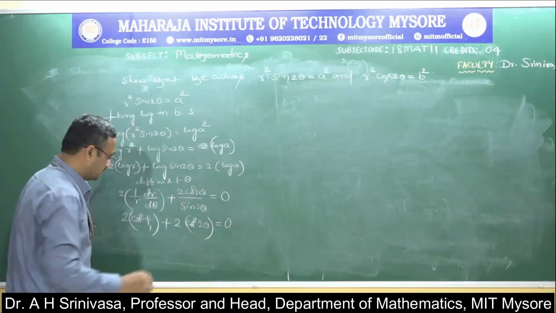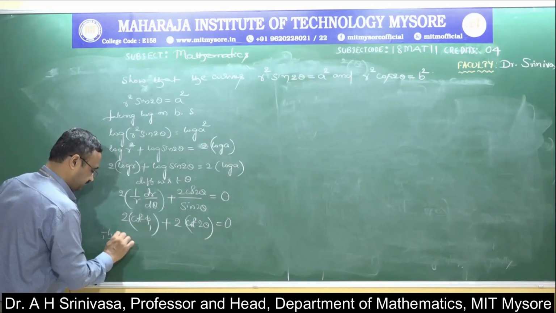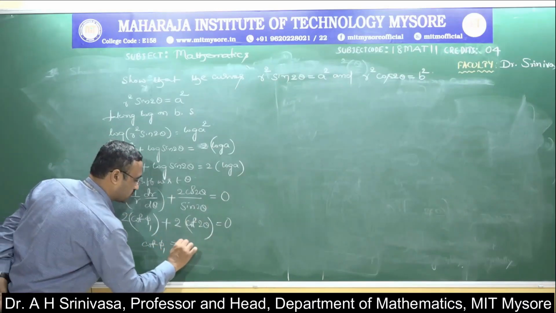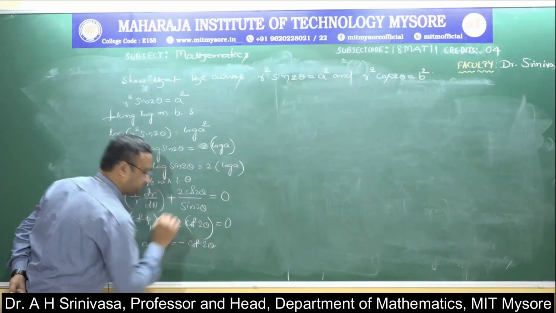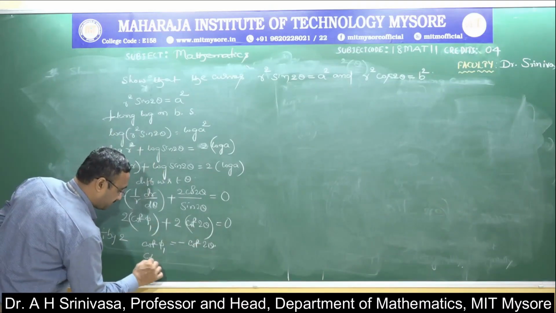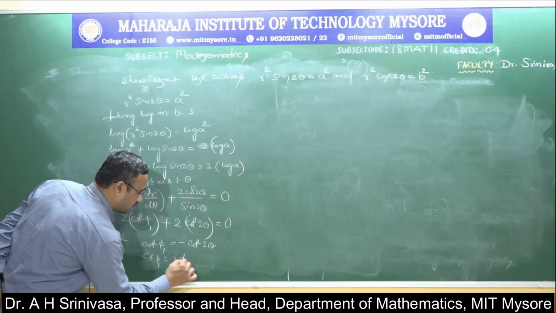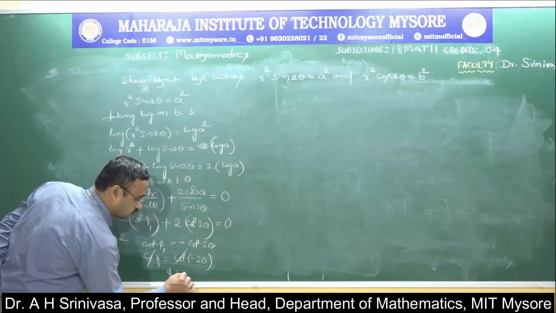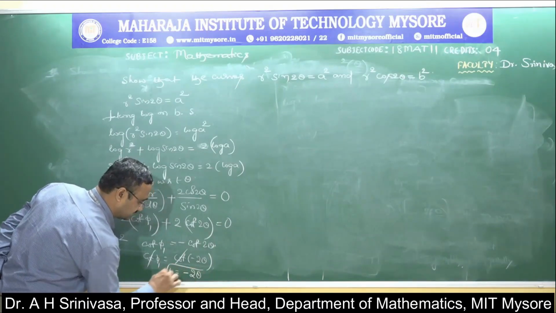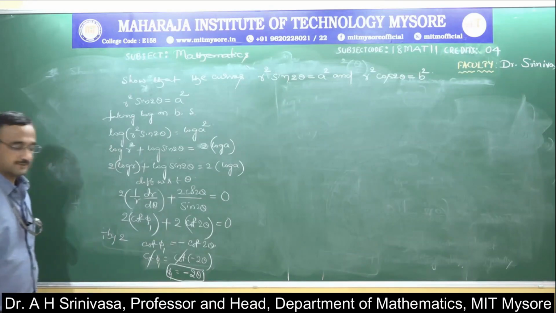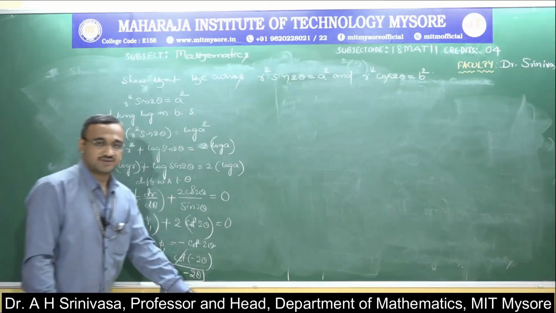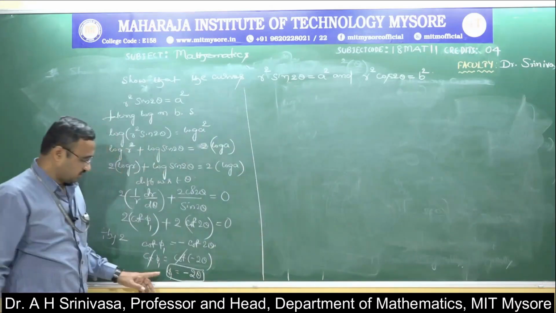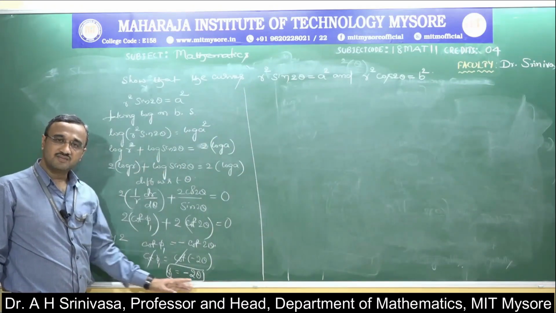Divide by 2, then send this function to the other side. Cot phi 1 equal to minus cot 2 theta, or simply cot phi 1 equal to cot of minus 2 theta. Now cancelling cot, phi 1 equal to minus 2 theta. This is another form to show the curves intersect orthogonally. What I am doing here is extracting phi 1 very easily.